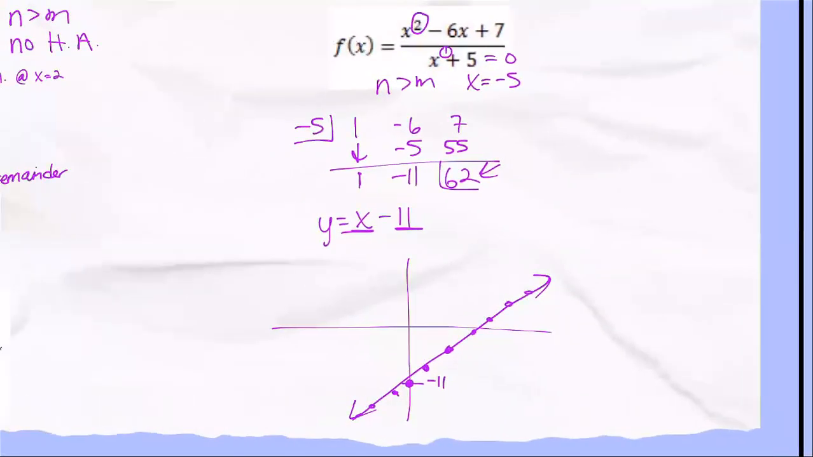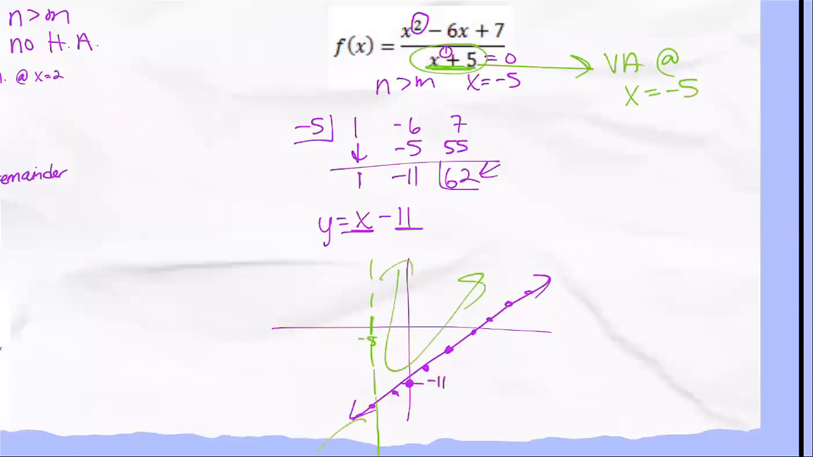Let's go ahead and just sketch this. Looking at my denominator on my original problem, I would also have a vertical asymptote at x equals -5, because that is what would give me a 0 there. So at -5, let's just say it's there, I would have the vertical asymptote. So I would end up having a graph that looks something like that.